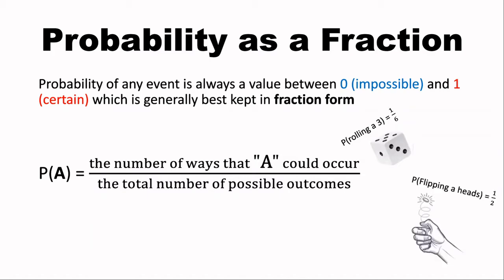Similarly, flipping a coin, the probability that you flip a heads on a coin is 1 over 2, and that's because there are 2 sides to a coin, and only one of those sides is a head. So half of your flips should turn out to be heads. Your probability for flipping a heads is a half.